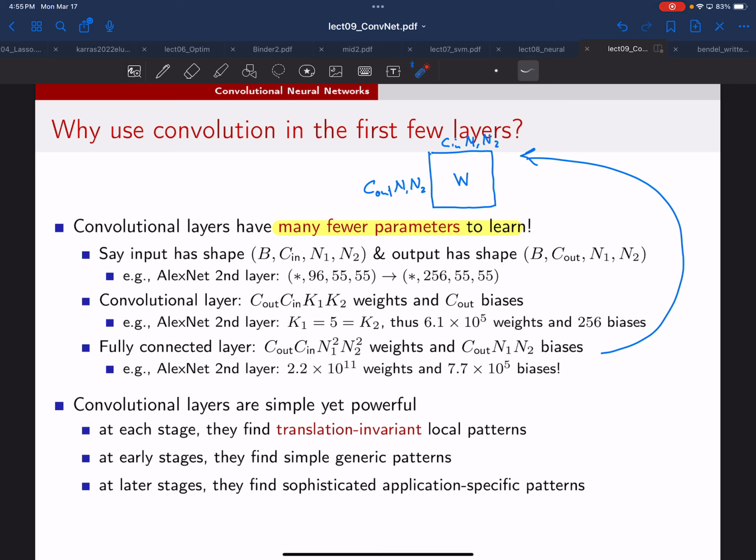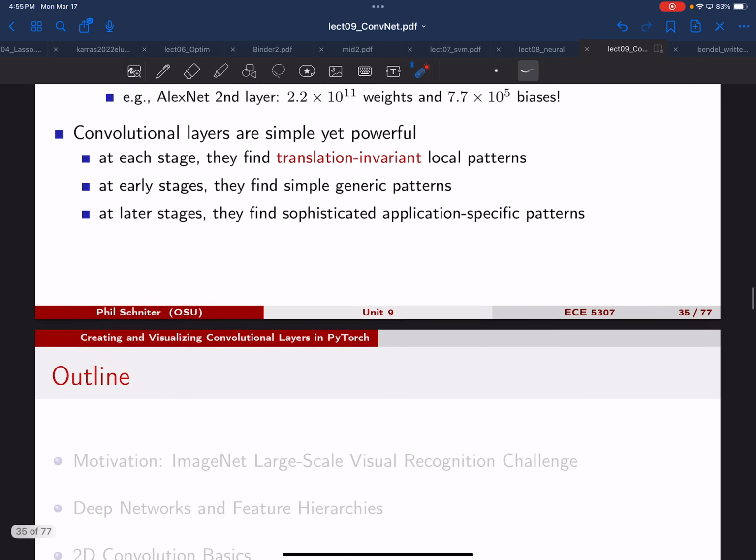Okay, all right. Any questions on convolution? Everybody good? Okay.